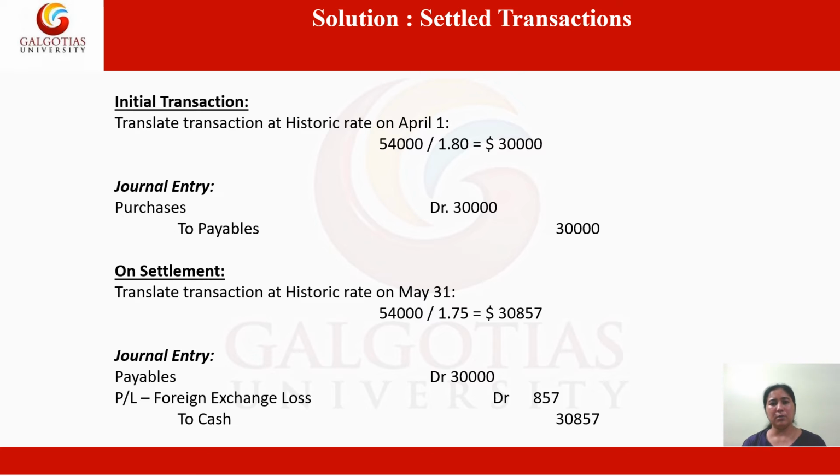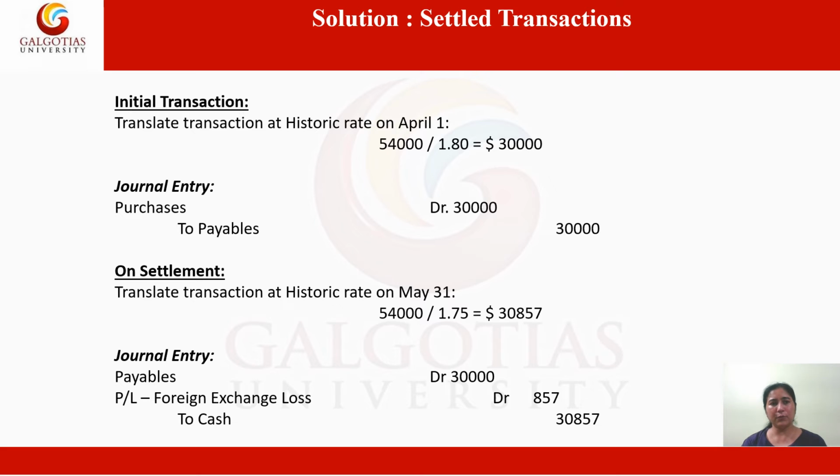Therefore, the initial transactions need to be translated at the historic rate applicable on the date of transaction. The resultant impact of translation will be that krome 54,000 becomes $30,000. The journal entry in this regard will be purchases debit to payables with amount $30,000.